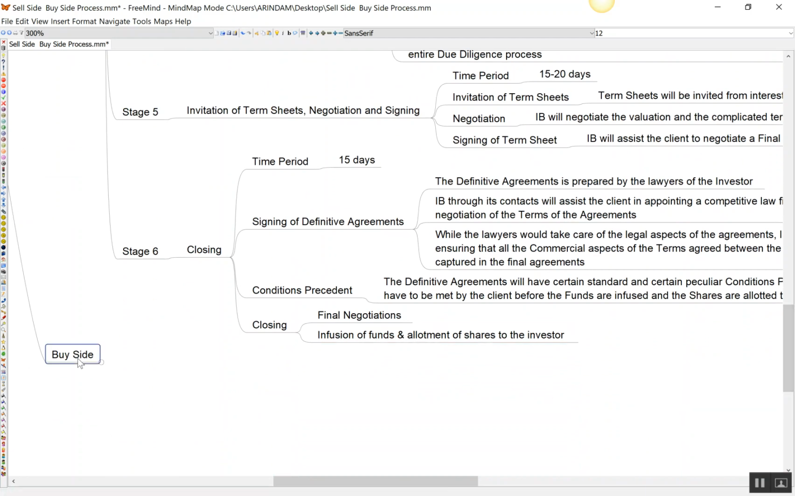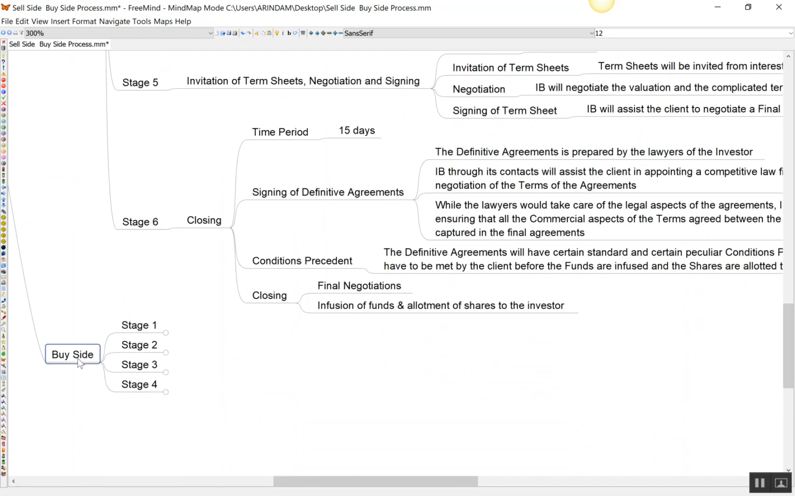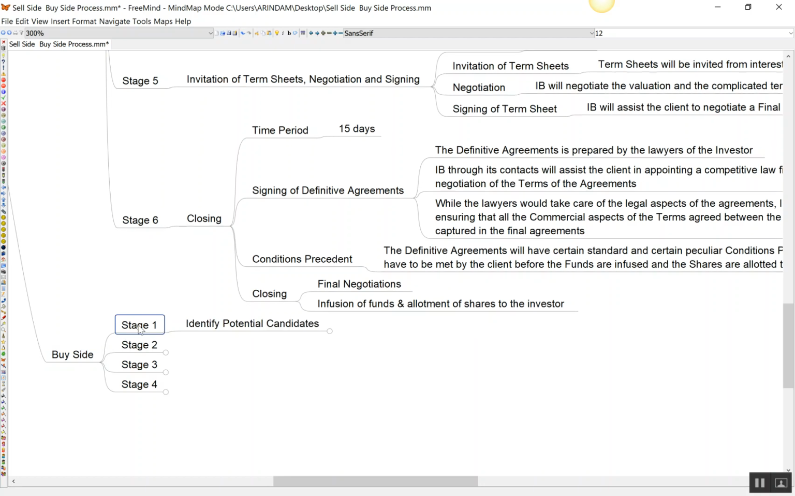Now let's look at the buy side. So the buy side is just a reflection of the sell side. Whatever activities take place on the sell side, the reverse happens on the buy side, right? So we are not really going into much detail over here, but just to give you a sense.